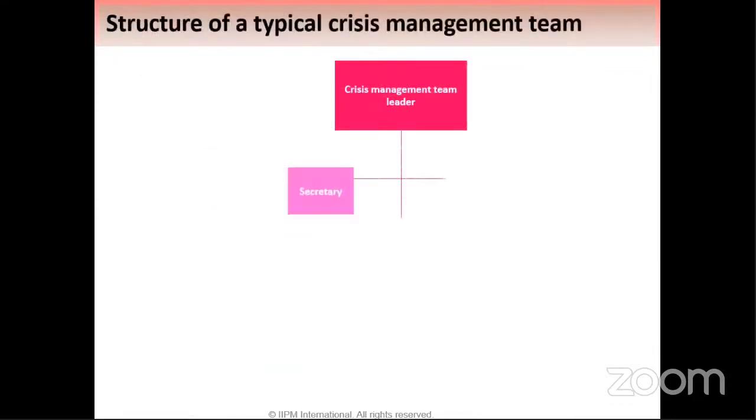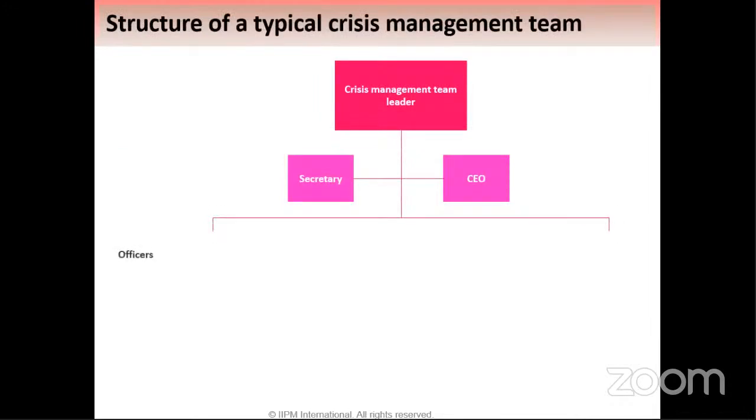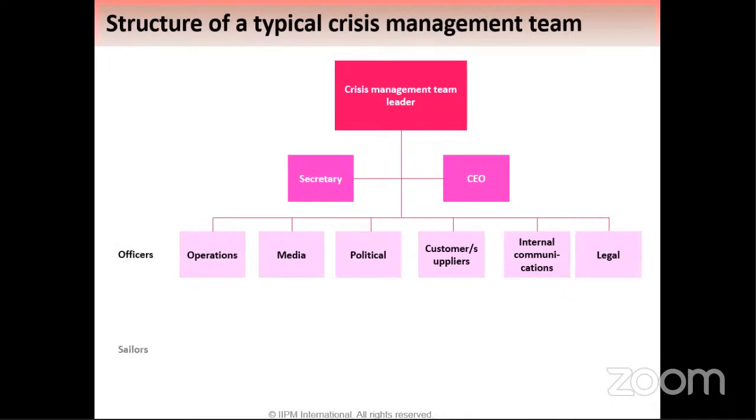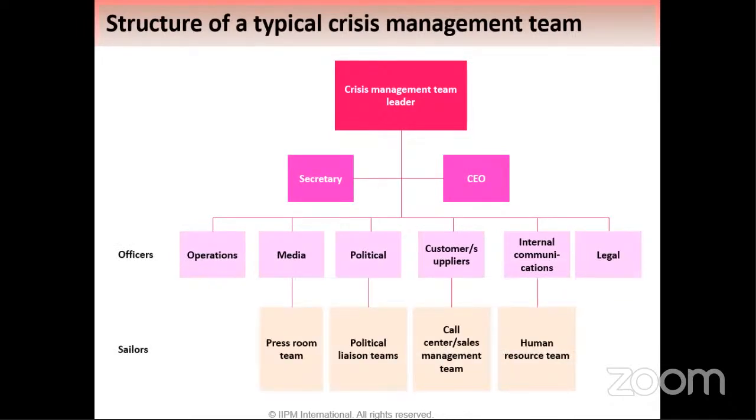We want to look at the structure of a typical crisis management team. We have the crisis, then we have the secretary, then we have the CEO, then we have the officers, then we have the sailors, okay?